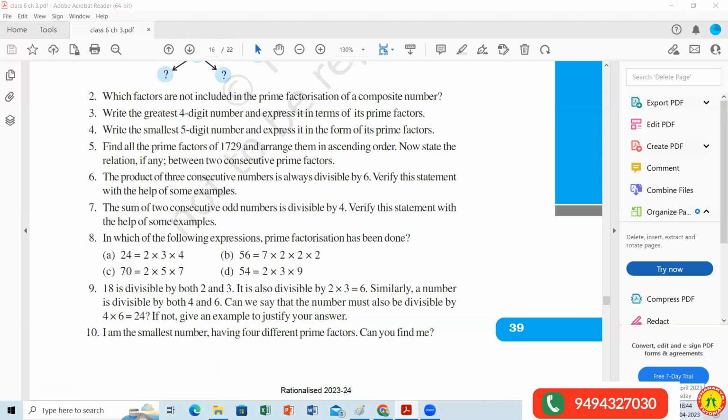Can you find me? 2 multiplied with 3 multiplied with 5 multiplied with 7. That is the number. Ma'am, from what bit to what bit? 4th bit, try till 10. If not possible, at least 4, 5, 6, 7 is mandatory. 4, 5, 6, 7, 8.